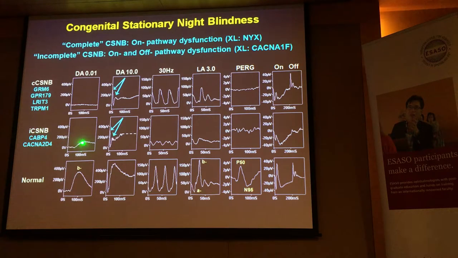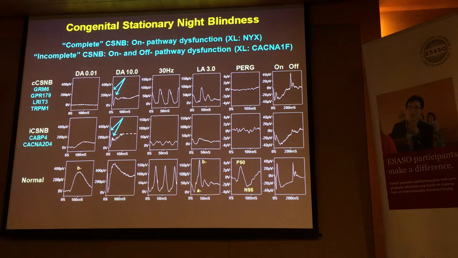In incomplete CSNB, there is a detectable rod response. Bright flash ERG is exactly the same, electronegative. There's involvement of the off pathway, so the cone ERGs are far, far, far more abnormal in so-called incomplete than in so-called complete CSNB. They're not good names. They're historical names. Eventually they will change, because at the moment you get parents sitting in the waiting room saying, "Oh, your child's got incomplete, mine's got complete CSNB." You know, it doesn't mean anything.